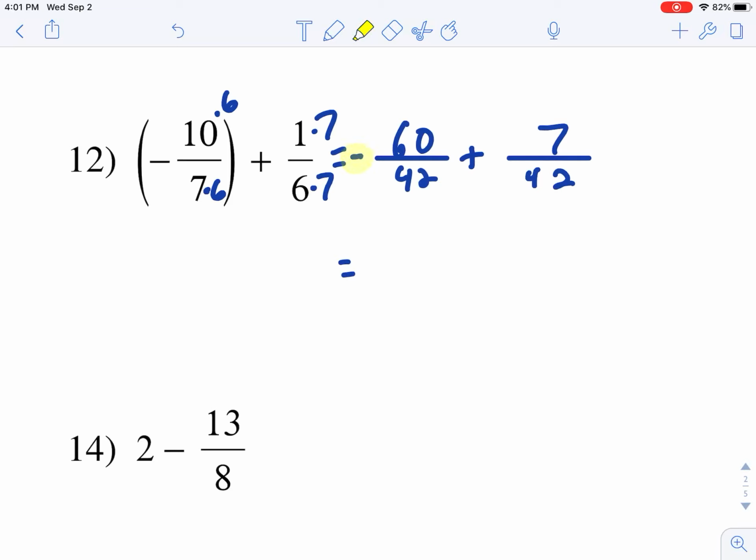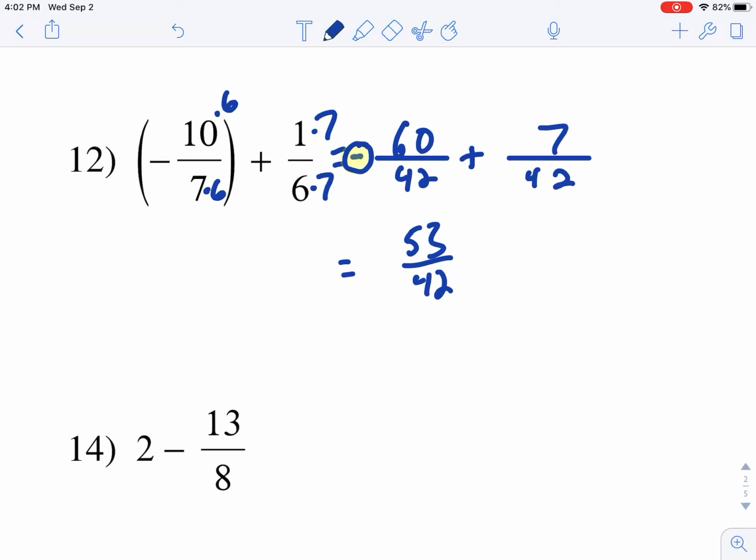Of course, when you do a negative plus a positive, the signs are different. You subtract them. 60 minus 7 is 53. And then keep the sign of the bigger number. 60 is bigger than 7, so negative 53 over 42. So that should be our answer.